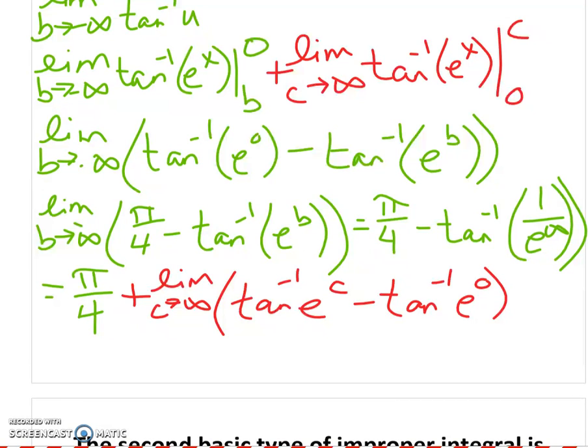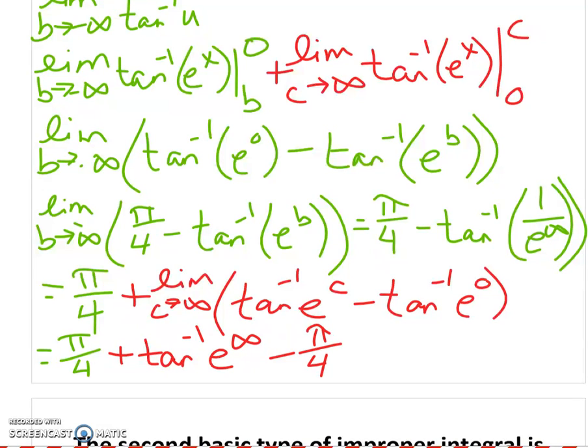Now we already know that e to the 0 is 1. Inverse tangent of that is going to be pi over 4. So we have from the first half of the problem, the pi over 4 there. And then out here, we would have inverse tangent of e to the infinity, and then minus pi over 4 from inverse tangent of e to the 0.